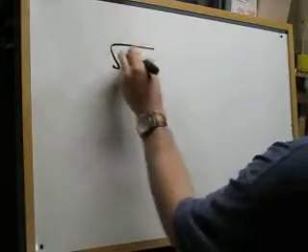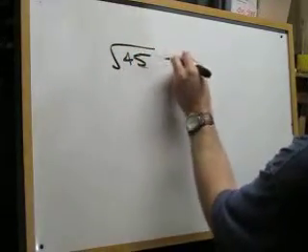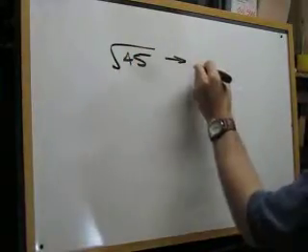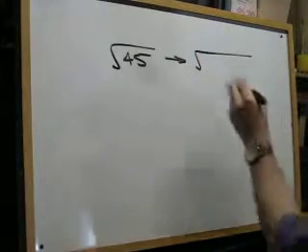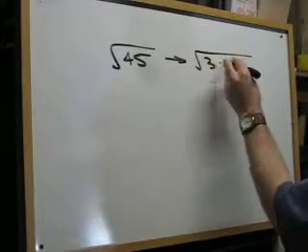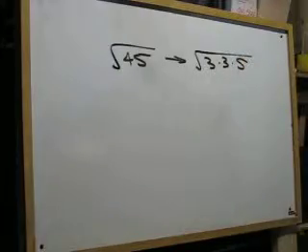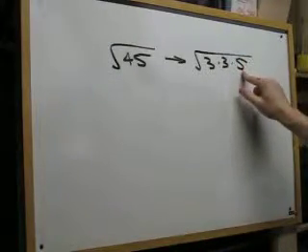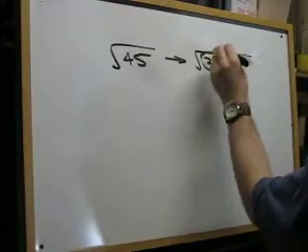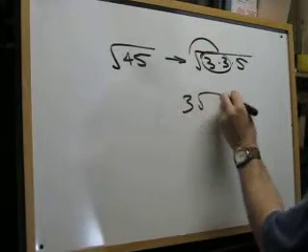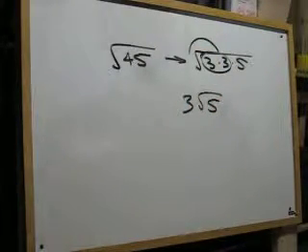Let's do one like the square root of 45. Let's go ahead and write it as its prime factors: 3 times 3 times 5. 3 times 3 is 9, 9 times 5 is 45. I take my couple, move them out, and my 5 is by itself. It stays in there.